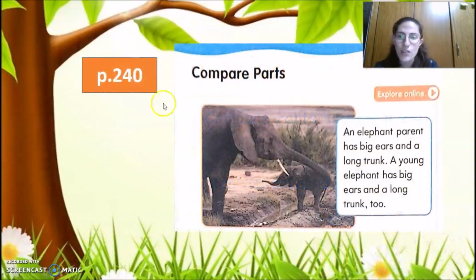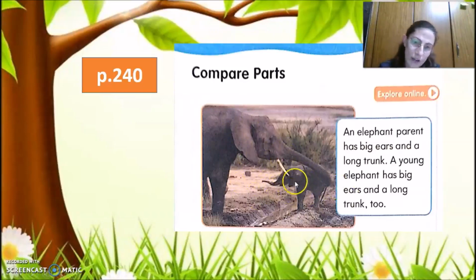We open our books to page 240. In the compared parts section, we're going to observe carefully the young animals and their parents to check if they share the same parts. Okay? Let's check and see. So in this picture, we could observe a young elephant and its parent, right? Now, if we observe carefully, we could see that the young elephant and the parent elephant share most of their body parts, such as the long trunk, such as the big ears, but they are of different sizes. So both of them have big ears, but the young elephant's big ears are still smaller in size than the big elephant's or the adult elephant's big ears, right?